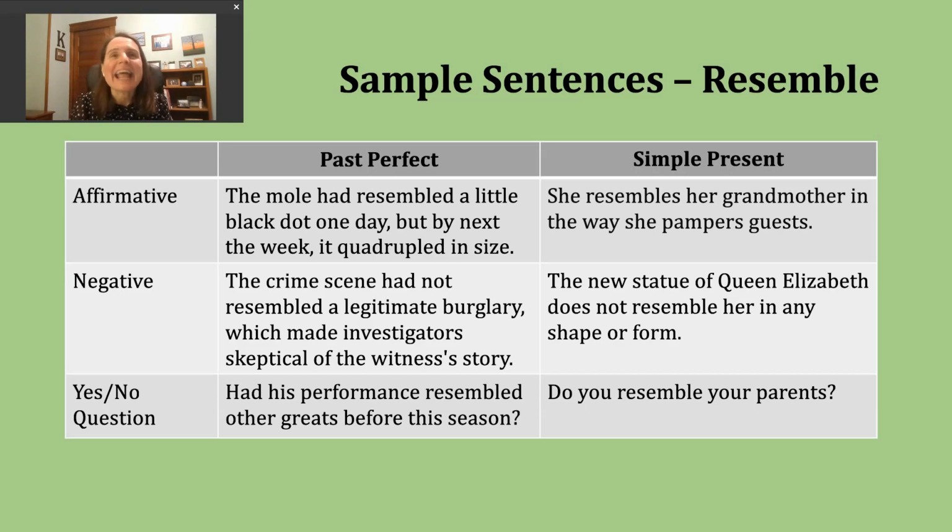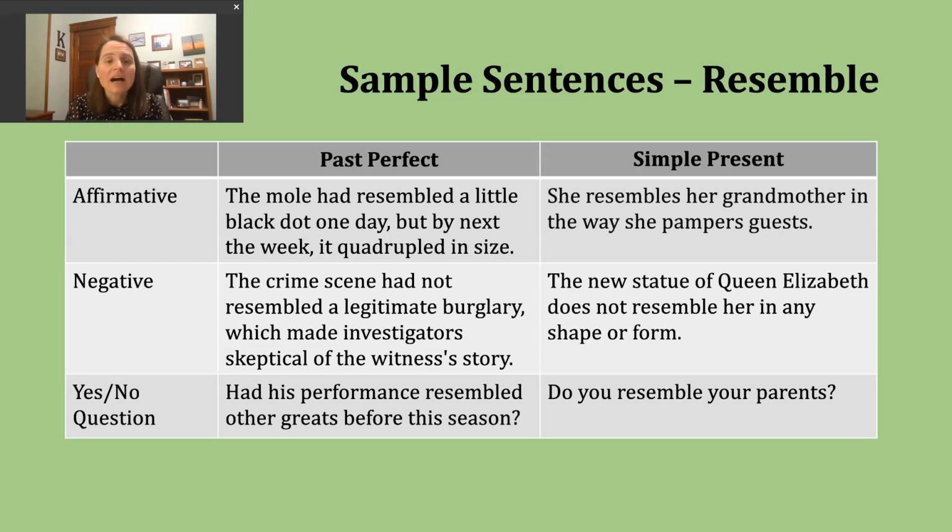Now let's talk about negative past perfect sentences. To do this, we again start with our subject. We use had not and then the participle. You might also see the contraction hadn't and then the participle. Here's another example. The crime scene had not resembled a legitimate burglary, which made investigators skeptical of the witness's story.